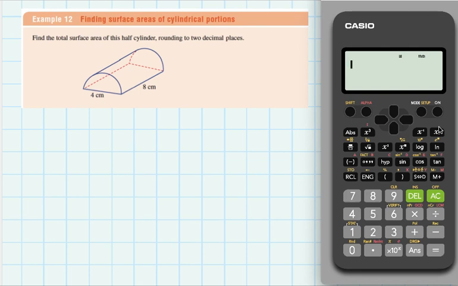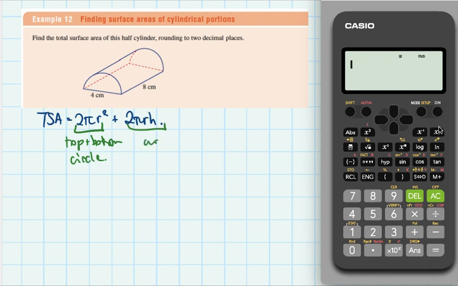So let's start off with what we know about our rule. The total surface area is equal to 2 pi r squared plus 2 pi r h. Now we know that this comes from the top and bottom circle of the cylinder, and this is from the curved surface of the cylinder.